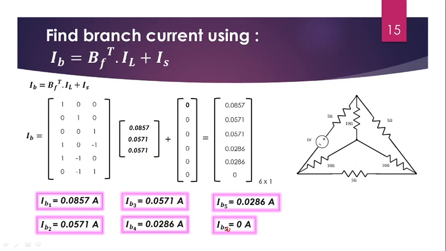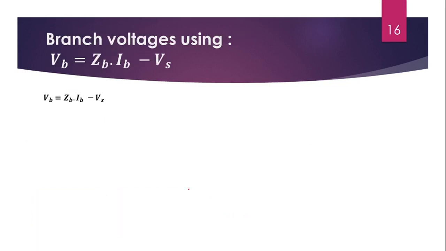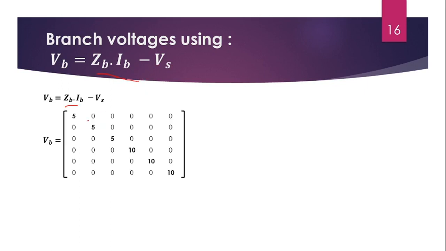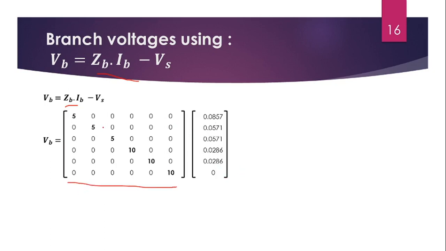This is the 6th branch. Okay, branch number 6. So once we find the branch current, we can simply find the branch voltages using the relation ZB into IB minus VS. So VB equals the branch impedance given here into the IB current we already found. We are finding the voltage by Ohm's law minus the source voltage, if there is any source voltage present in the branch, so we can subtract it.